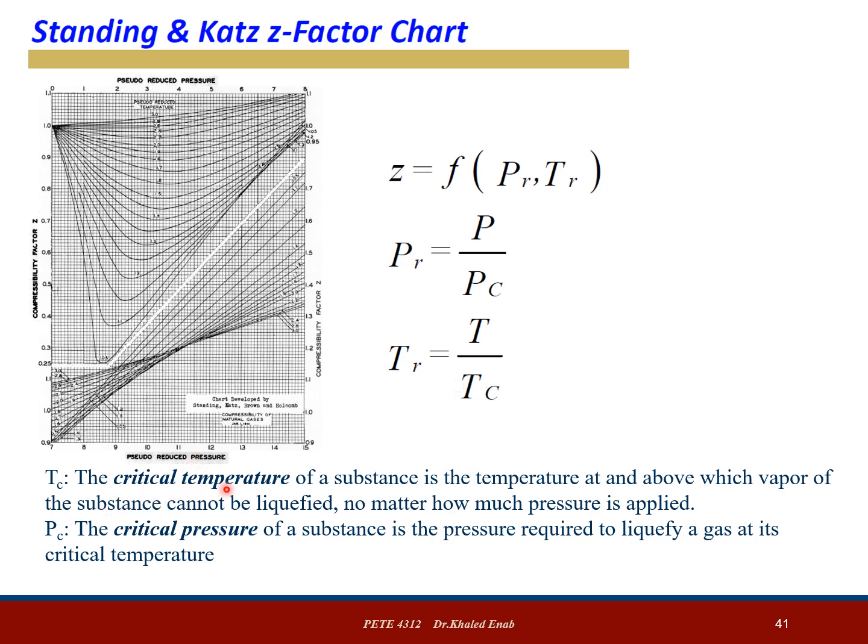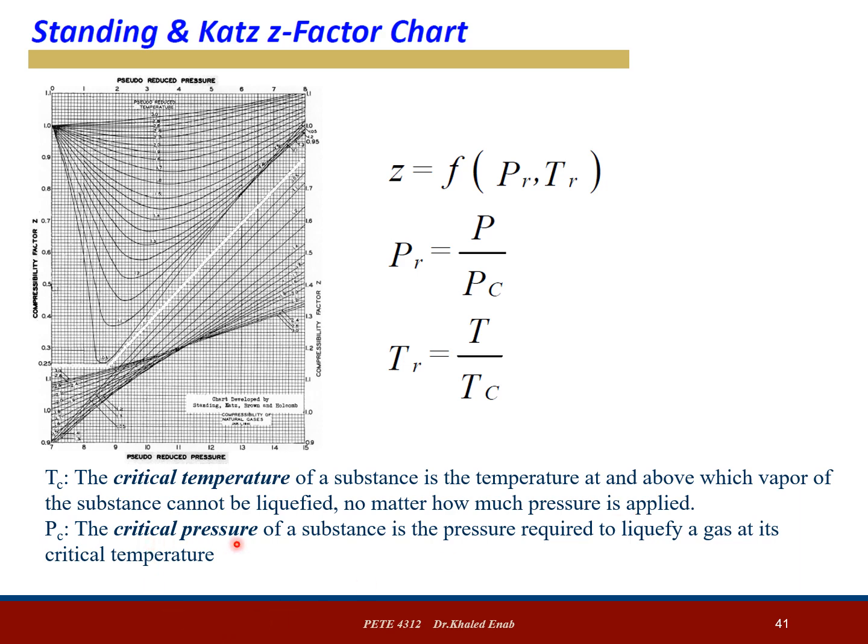The critical temperature of a substance is the temperature at and above which the vapor of the substance cannot be liquefied, no matter how much pressure is applied. If you see a pressure-temperature phase diagram, you see this area to the right of which there is no more liquid. If you pass this temperature, that's it, you cannot have any liquid. This line, which is the last line where you have liquid, we call the critical temperature isotherm.